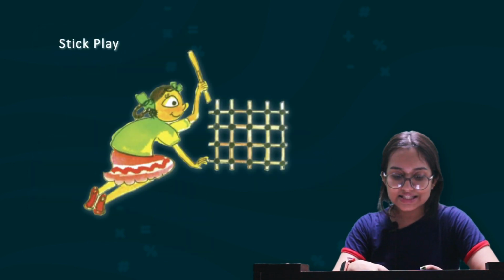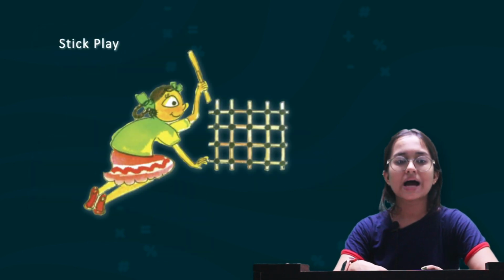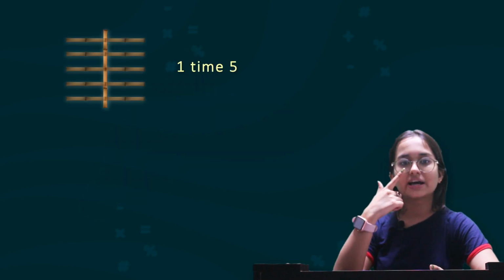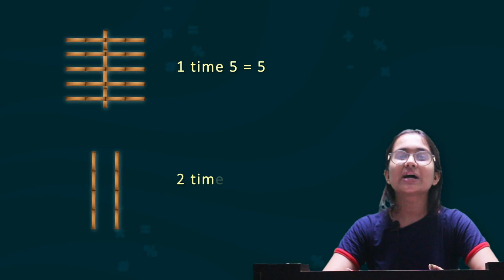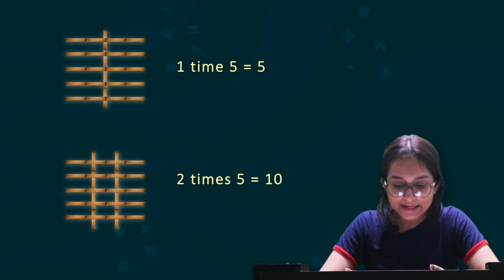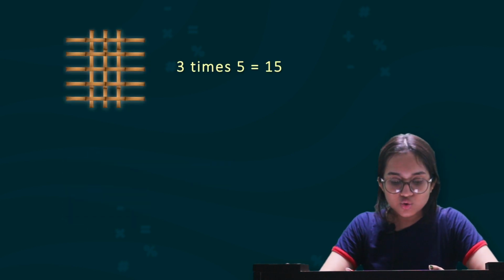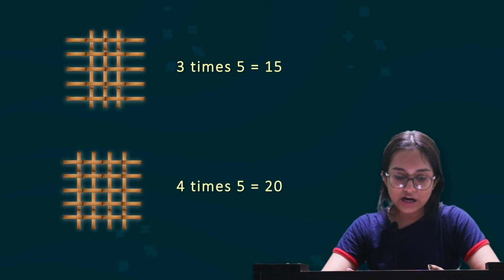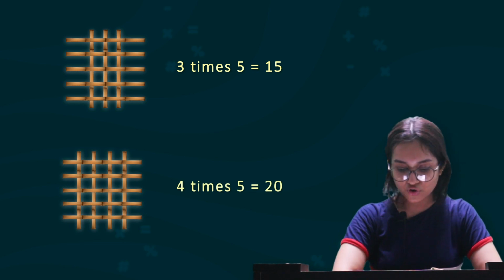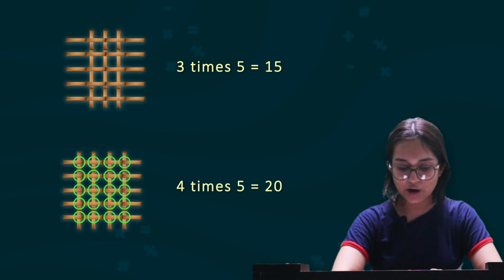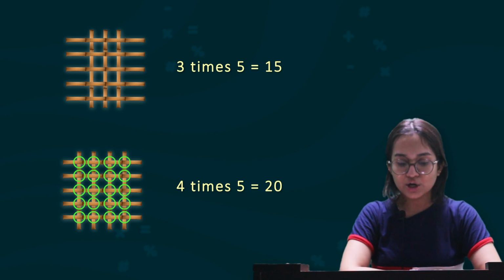Then we have stick play. Mittu had some sticks. She arranged them like this. 1 times 5 is equal to 5. 2 times 5 is equal to 10. 3 times 5 is equal to 15. And then she counted how many times the sticks were crossing each other. So she found out that 4 into 5, which is 20.